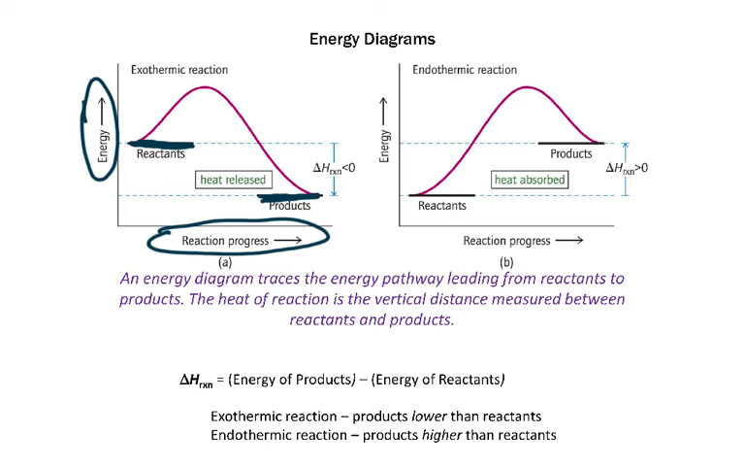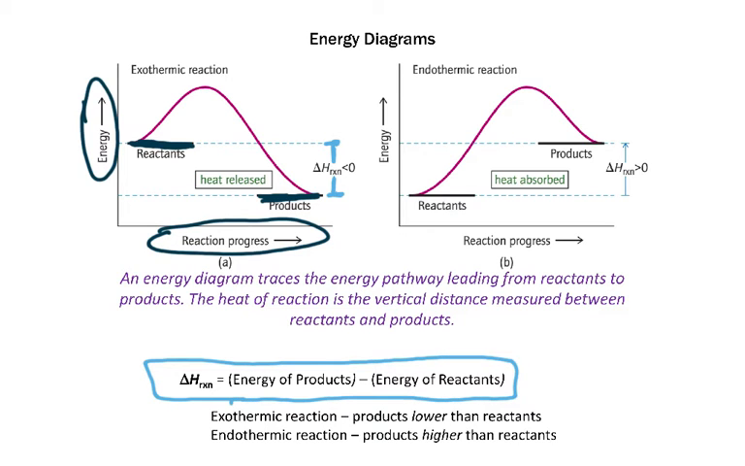Now the difference between these two lines is delta H of the reaction. And in this case, heat is released because the products have lower energy, and so delta H should be a negative value. Here it's equal to the energy of the products minus the energy of the reactants. The products have lower energy than the reactants, so we get a negative value here.